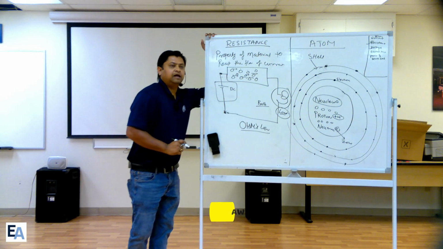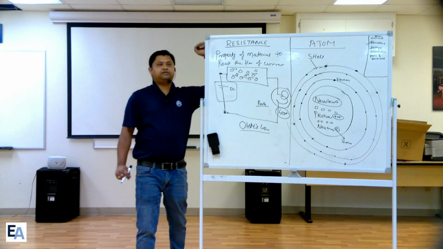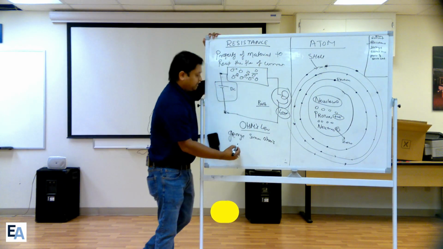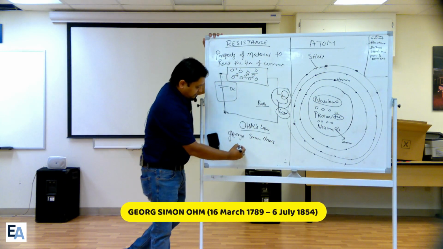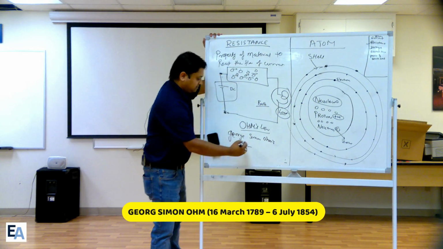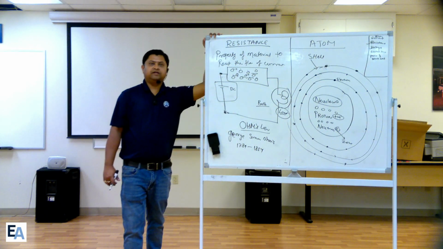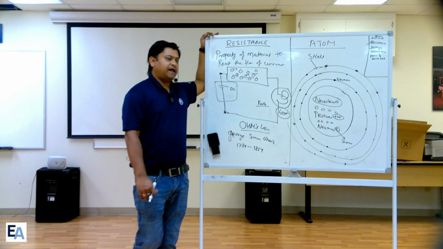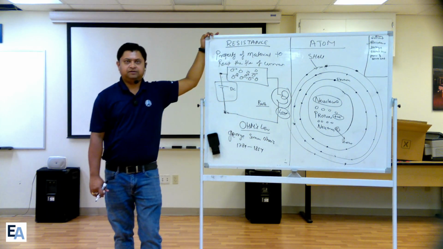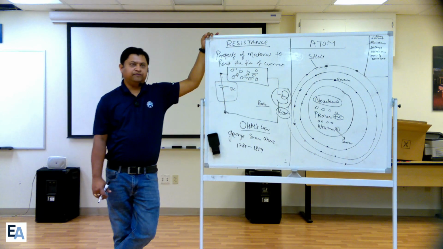Okay. So the name of the scientist is George Simon Ohm. He was born in 1789 and he died in 1854. So in the 18th century he actually gave a law for this. Law means there's a mathematical law, a universal law.